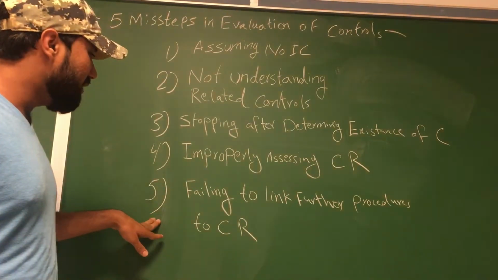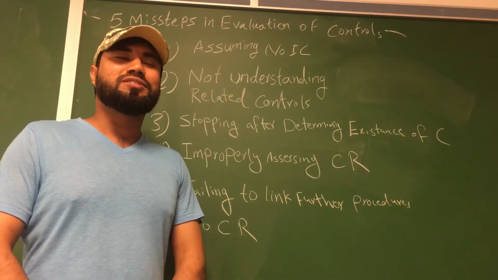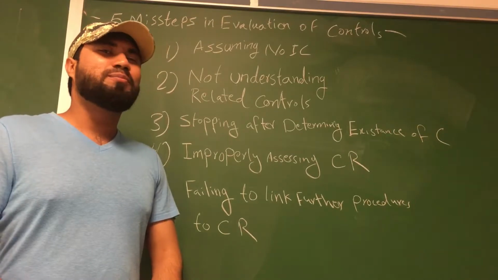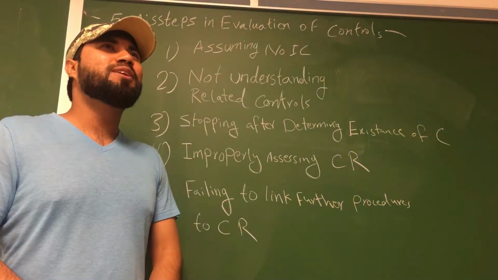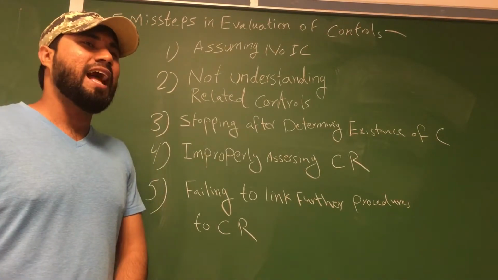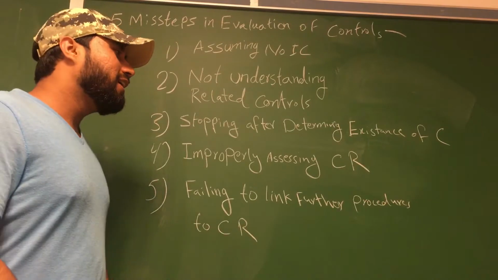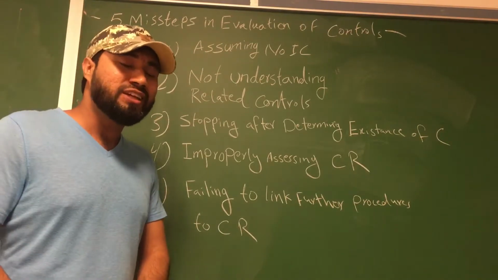The fifth one is failing to link further procedure to control risks. Most of the time, the auditor would go with the previous year audit procedure that they had with the same client, or they would simply go with the audit procedure that they had with another client in the same industry. But keep in mind that all clients are different, even if they are operating in the same industry.